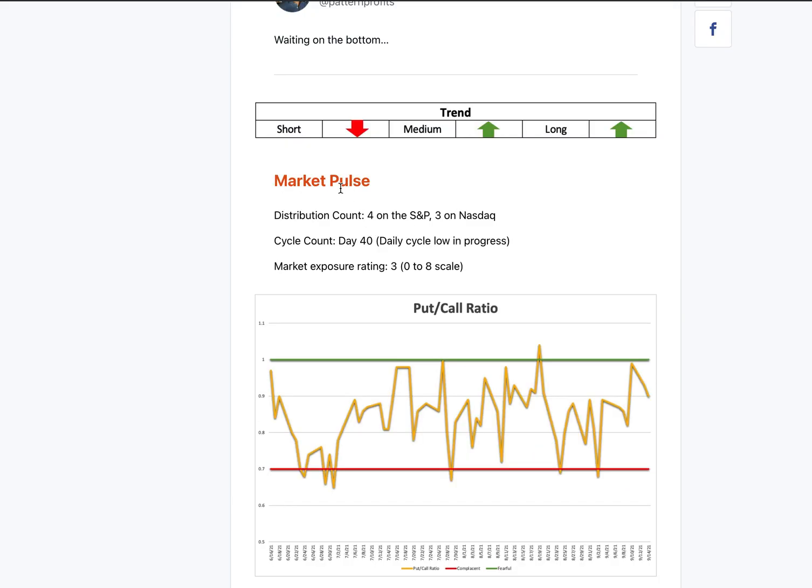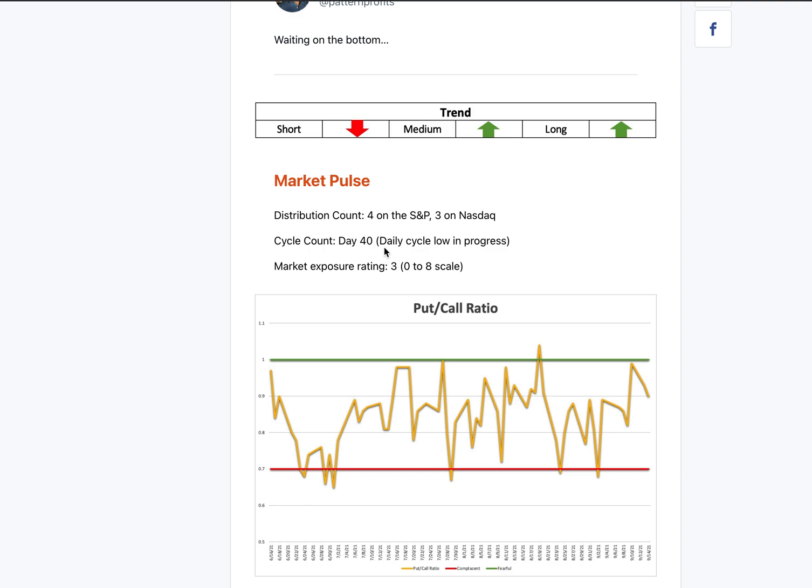We come down to the market pulse. That's pretty much self-explanatory. The distribution count, that's how many days we've seen in the red, more than 0.2% on greater volume than the day before. So this count is very important to tell us whether stocks are being accumulated or distributed.